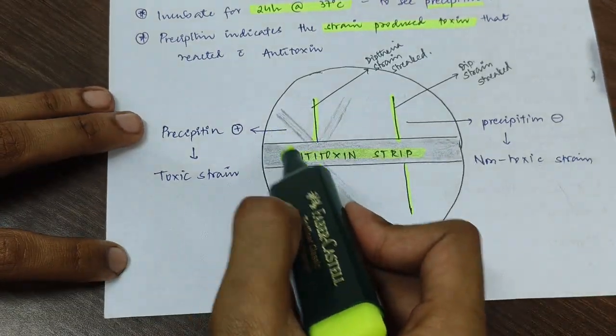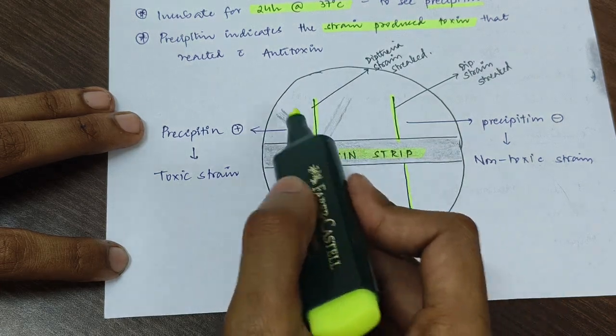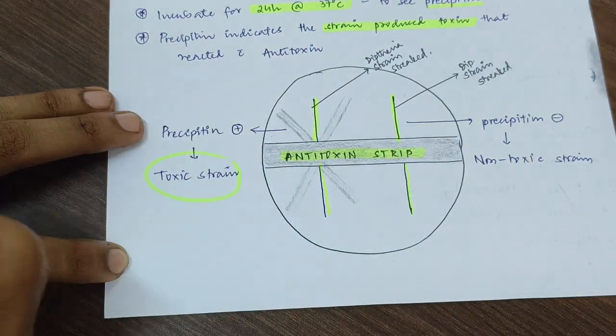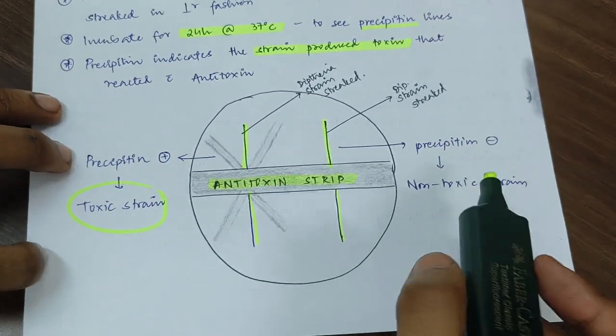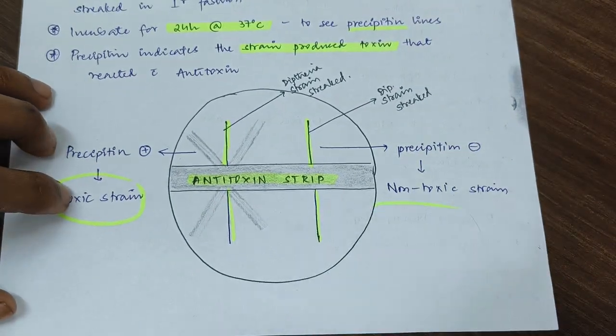So that is what you are going to see here. See, these are the precipitins formed and it is a toxigenic strain. Here there is no precipitin formed, so it is non-toxic.